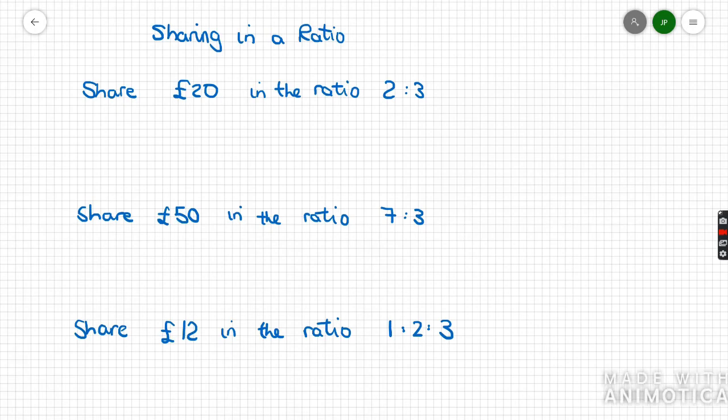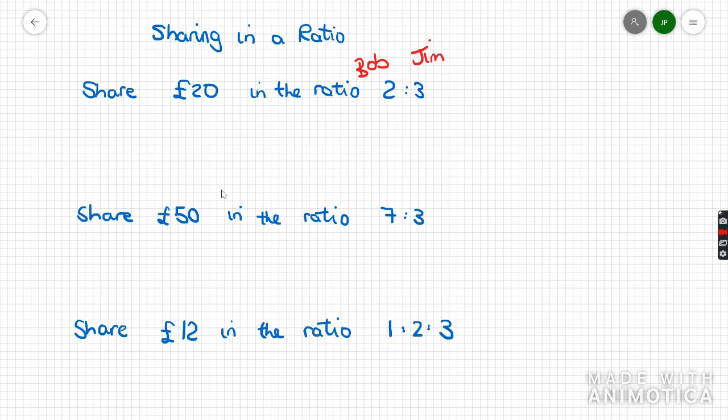Looking at how we share an amount in a ratio. Okay, so first one, I've got to share £20 in the ratio of 2 to 3. So that means every time I give one person 2, every time I give Bob £2, I give Jim £3.